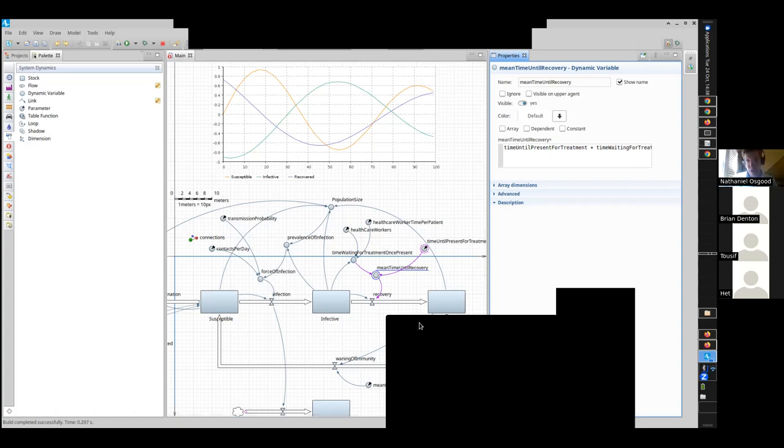I love that, Rachel. Awesome. What's the positive feedback here? So what's the positive feedback? Give me a narrative of the feedback, roughly. The more infectives there are, the what? I'm starting it for you.